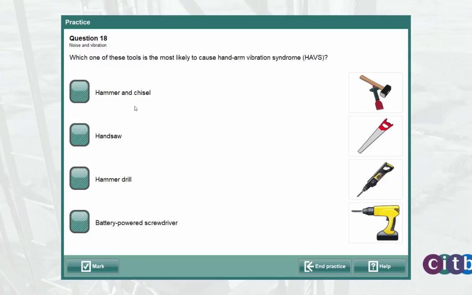Which one of these tools is the most likely to cause hand-arm vibration syndrome, HAVS? Hammer and chisel. Handsaw. Hammer drill. Battery-powered screwdriver.